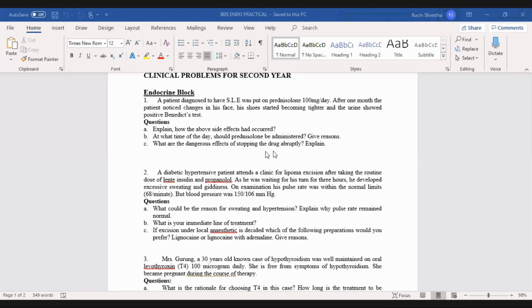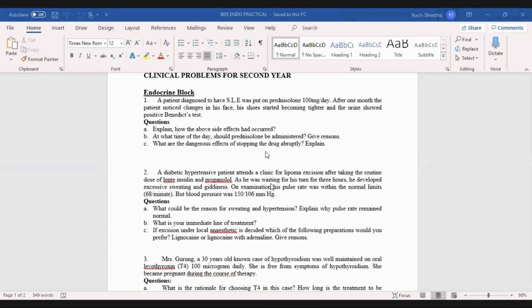So coming to the second clinical problem, of a diabetic hypertensive patient. The patient is both diabetic as well as hypertensive, and attends the clinic for lipoma excision after taking the routine dose of lente insulin and propranolol. So for diabetes, the patient is taking insulin, and for hypertension, the patient is taking propranolol. So he went for lipoma excision. As he was waiting for his turn for 3 hours, he developed excessive sweating and giddiness.